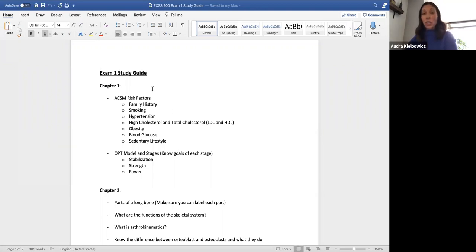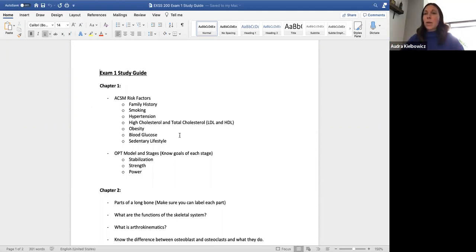We just talked about these ACSM risk factors. Let's make sure we are looking at those in our slides. Things like family history, smoking, hypertension, high cholesterol. And then the total number of high cholesterol, where it teeters. If you're over a certain number, is it bad?